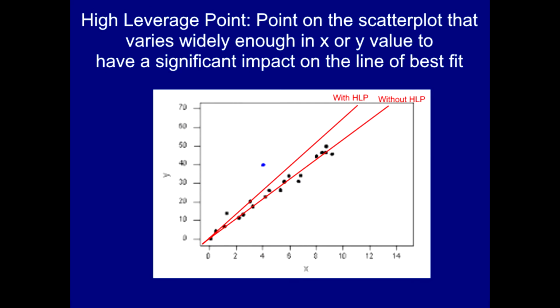A high leverage point is one on a scatter plot that greatly affects the line of best fit due to its inclusion in the dataset. This is usually the case when one point widely varies in x or y value from the rest of the set. This can also occur when one point's residual is very different than other points' residuals. This point usually shows up as an outlier when graphed on a scatter plot.